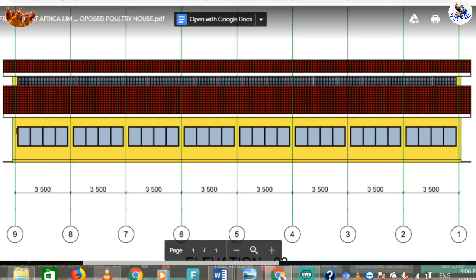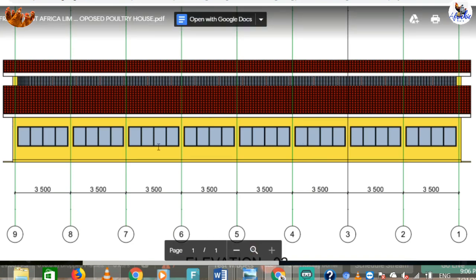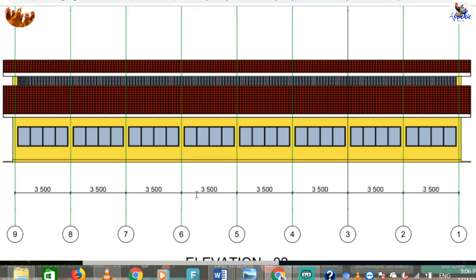Well, the structure can be made of iron sheets, or it can be made from blocks or bricks, whichever is available for you. And the floor should strictly be made of concrete. This is because of biosecurity measures and also to control drainage and prevent edaphic diseases, or rather edaphic conditions favorable for breeding of microbes and viruses.